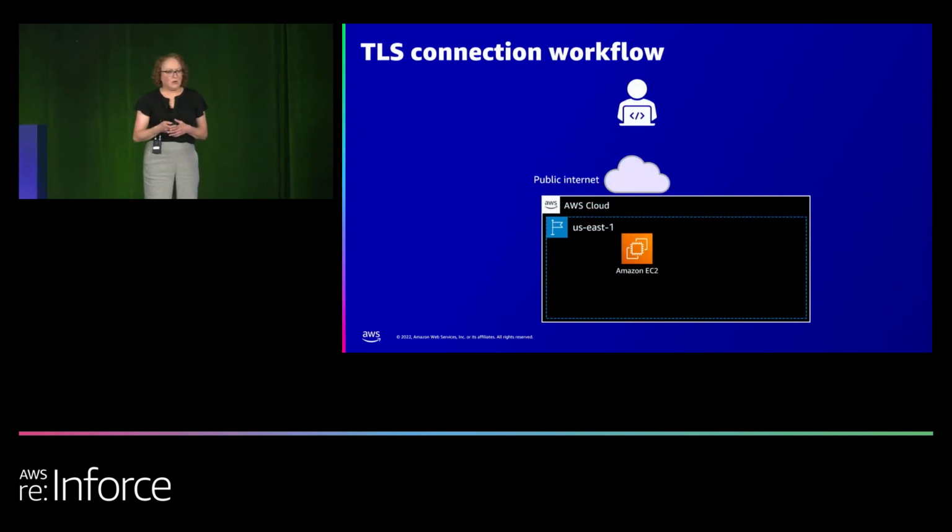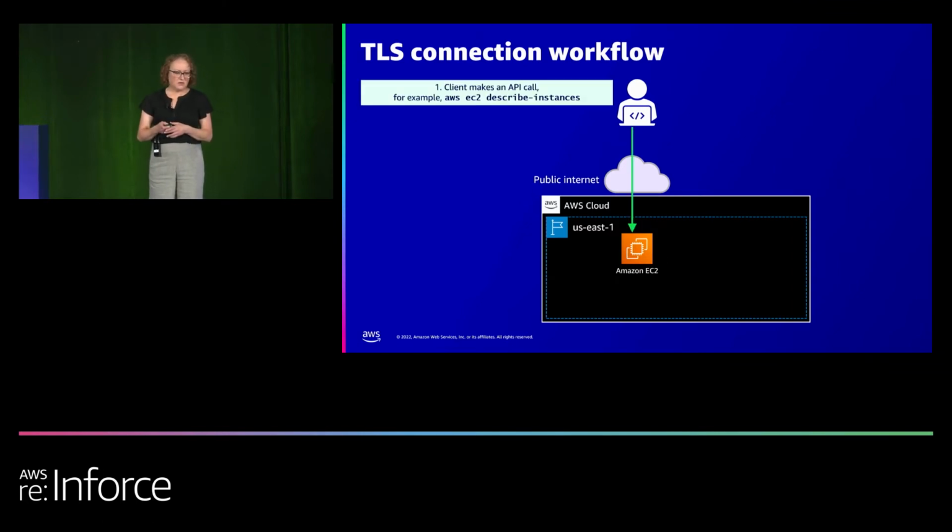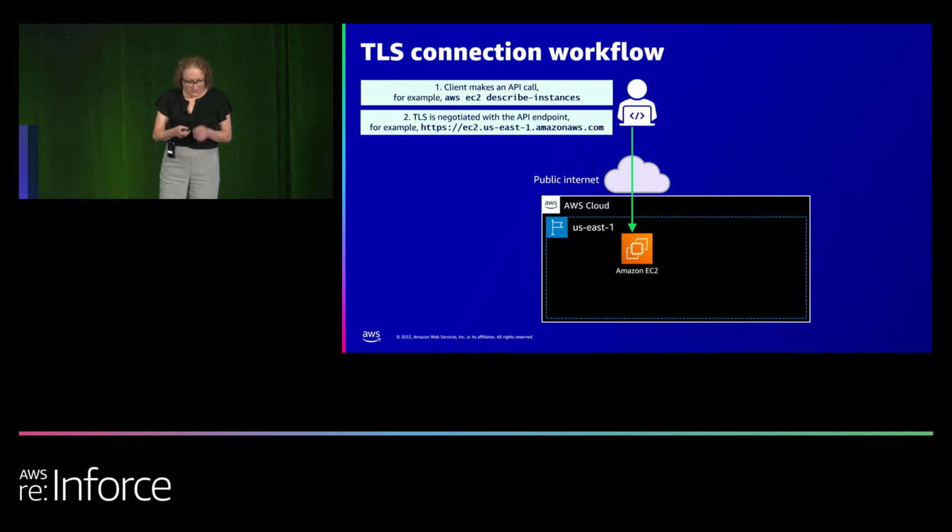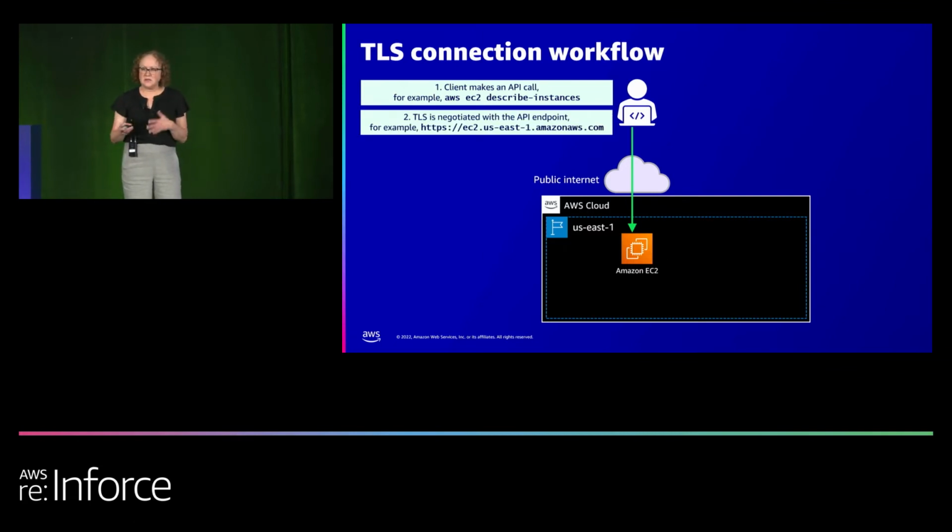Here I want to walk you through a TLS connection workflow so that we can fully understand the full picture and what part of this we are changing, what parts we are not. So in this case, we have a client that wants to make an API call, in this case, to Amazon EC2. They're doing a simple describe instances call. The client makes the API call, and first thing that happens behind the scenes is there is a DNS lookup performed, and the full HTTPS URL is discovered.